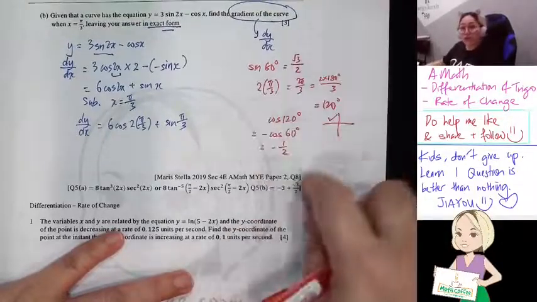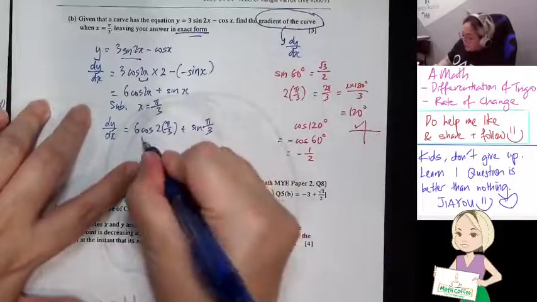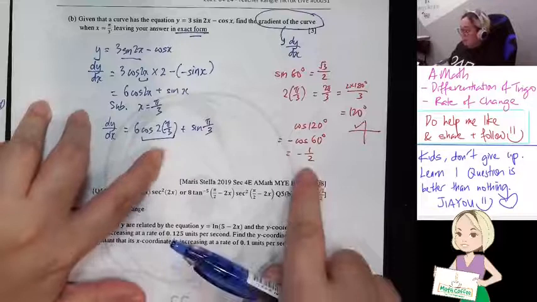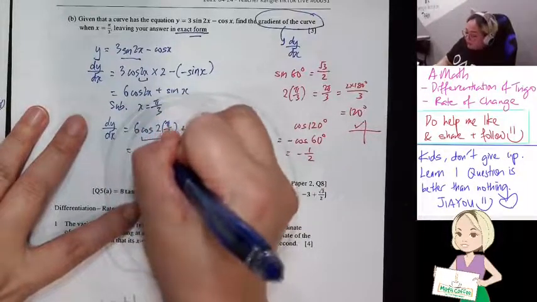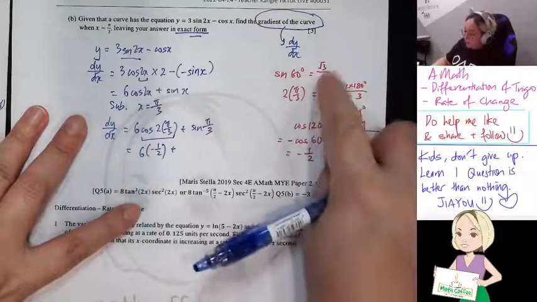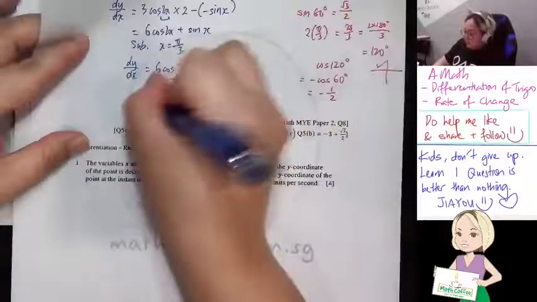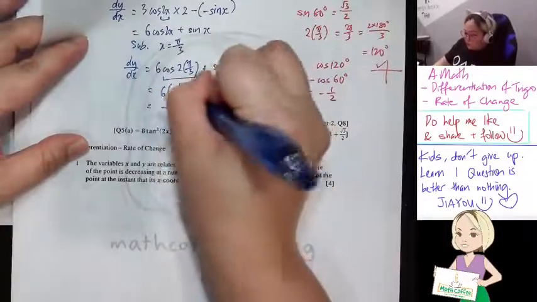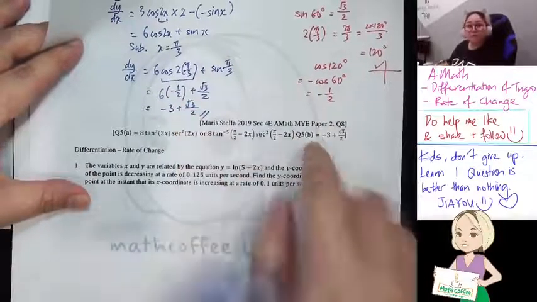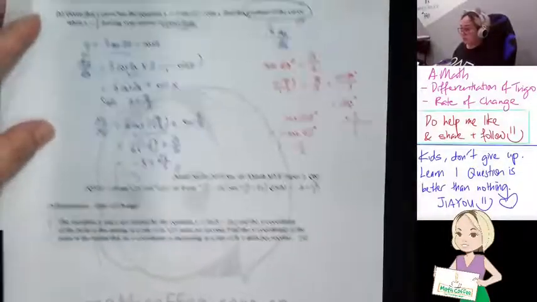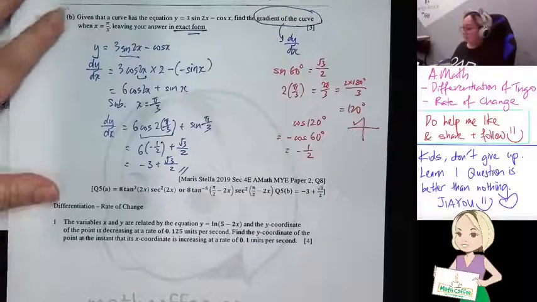So I do the working here, and then I know, okay, this part here is negative half. Understand? So it will be equal to 6 bracket negative half plus square root 3 over 2, which will give us minus 3 plus square root 3 over 2. Done. Okay, see? So this is how I do my 5B.